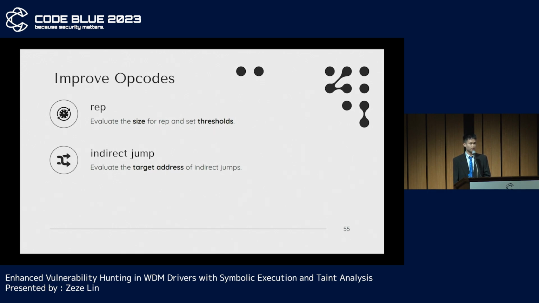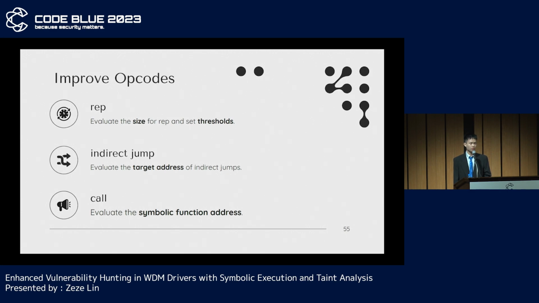Indirect jump is widely seen in WDM drivers because the developers use switch case to determine the value of the IO control code. If the jump address of an indirect jump is a symbolic variable, the state in the symbolic engine will be killed because it doesn't know where to jump. So IOCT-lens evaluates the target address of indirect jumps and sets constraints on the states, then inserts the states into the symbolic engine.